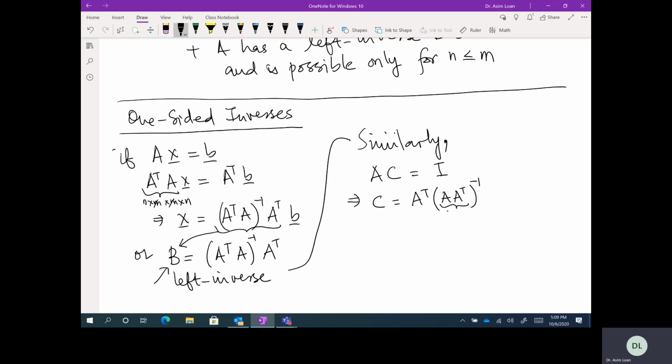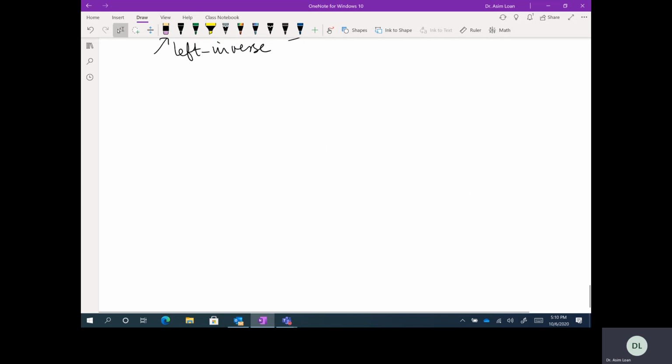This is M by M, and this is N by M. So this is N by M. C is N by M. And this is M by N, and this is non-singular if R is equal to M. And this one is N by N, and this thing is non-singular if R equals N. Okay.